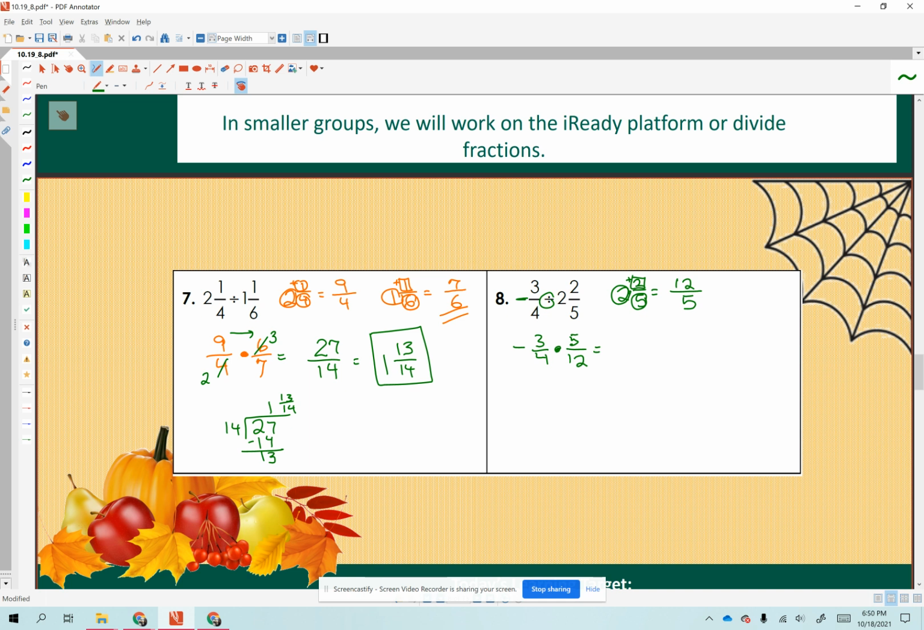Now we definitely have an opportunity to simplify before we multiply. 3 divided by 3 is 1, and 12 divided by 3 is 4. So smaller numbers are better numbers. 1 times 5 is 5. 4 times 4 is 16. This is a negative times a positive, so it's -5/16. That cannot be simplified, so that is our final answer.